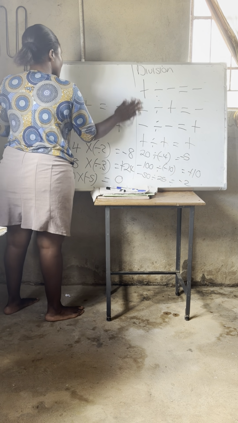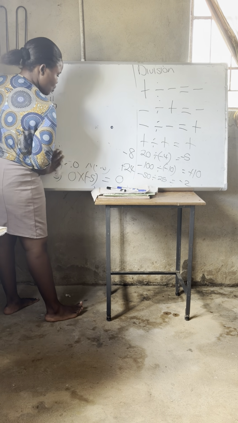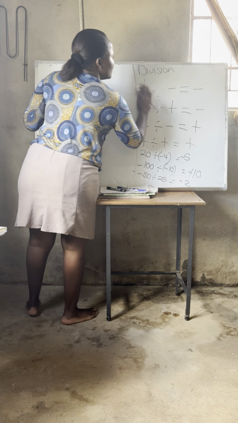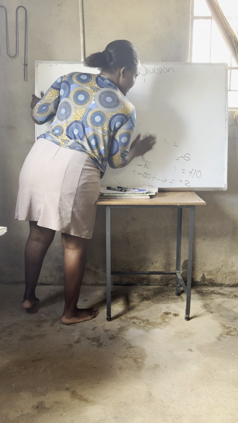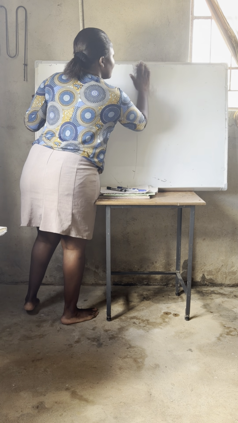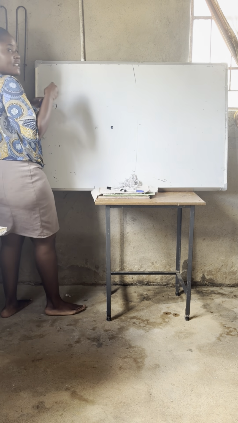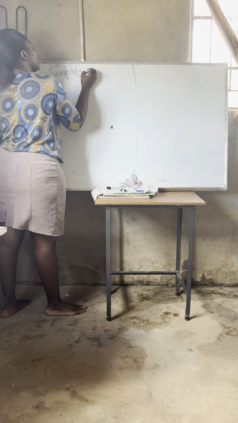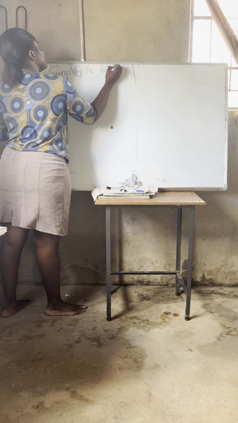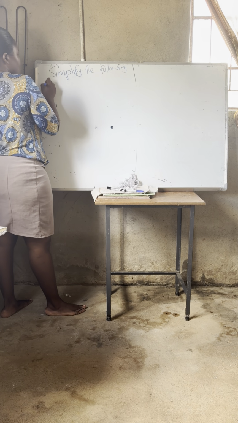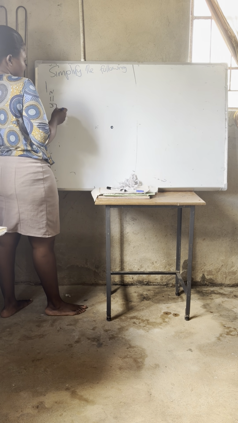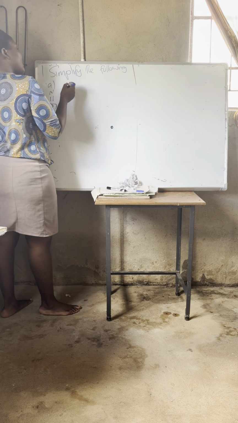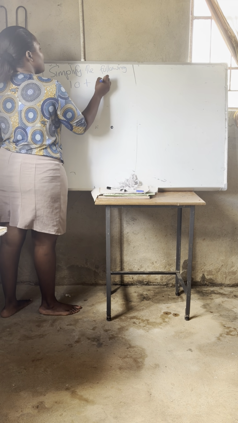So I'm going to give you an exercise here to work on. You might contact me for revision of these questions I am going to give you now on directed numbers. Simplify the following. This is number 1. A. You are given 10 plus 7.